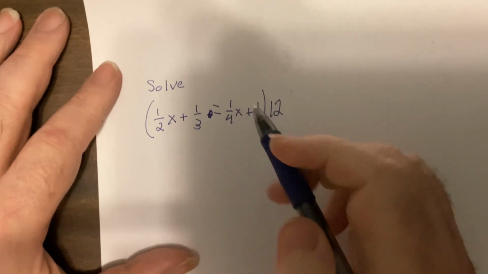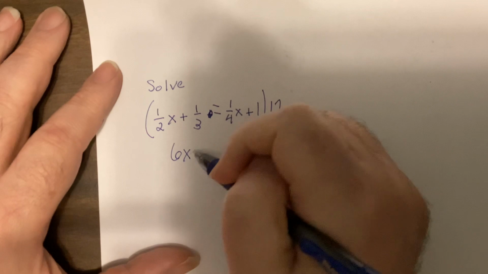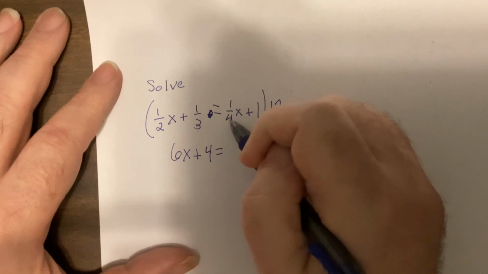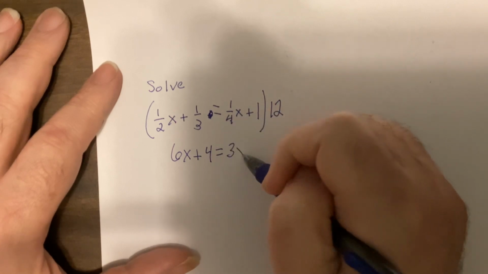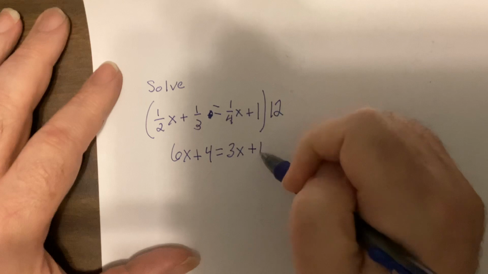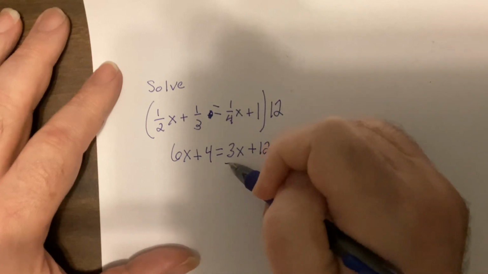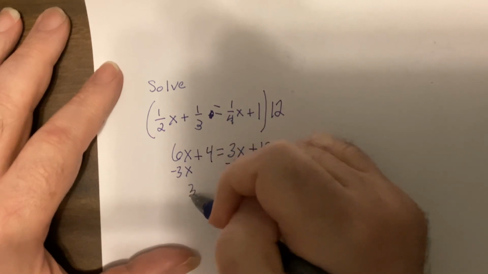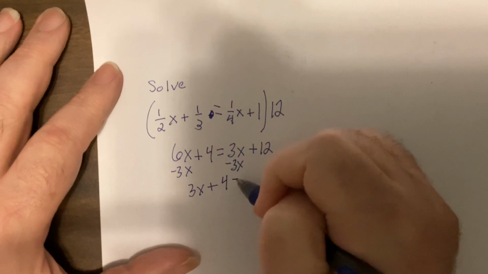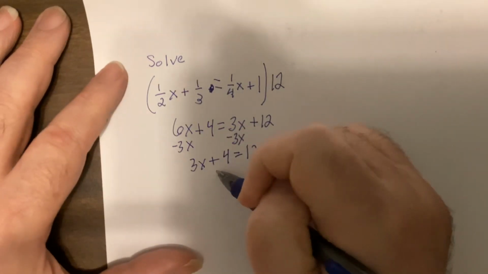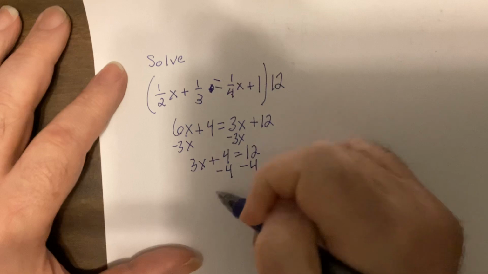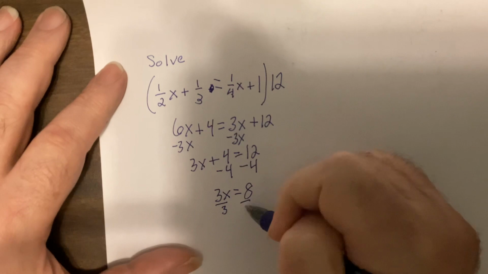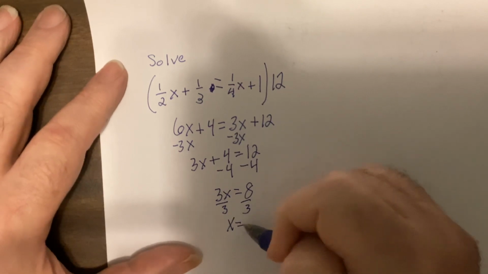So 1/2 of 12 is 6. 1/3 of 12 is 4. 1/4 of 12 is 3. And 1 times 12 is 12. So I'm going to subtract 3x. So I'd have 3x plus 4 equals 12. Subtract 4, 3x equals 8, divide by 3, x equals 8/3.